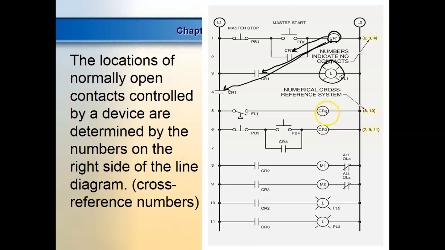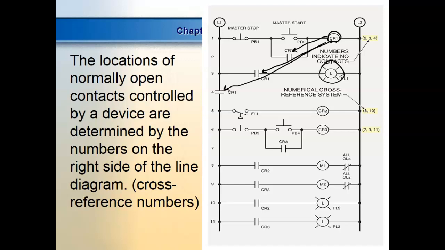This is a relay. How do I know it's a relay? Well, it's a circle, right? It doesn't have the lines coming out the side. Solenoids don't have contacts. The only thing that has contacts is what? Relays. So what we do with these numerical cross-reference numbers is we show the line number where the contacts that this relay controls reside.